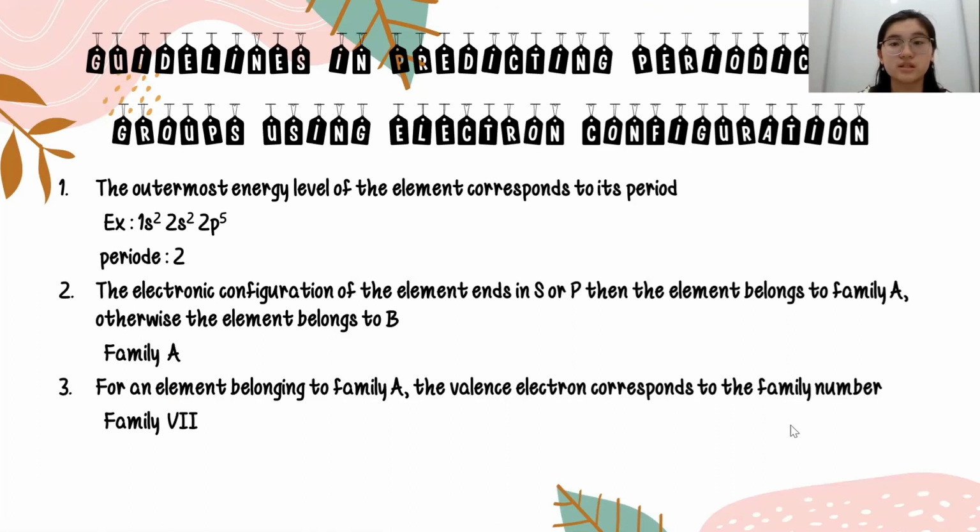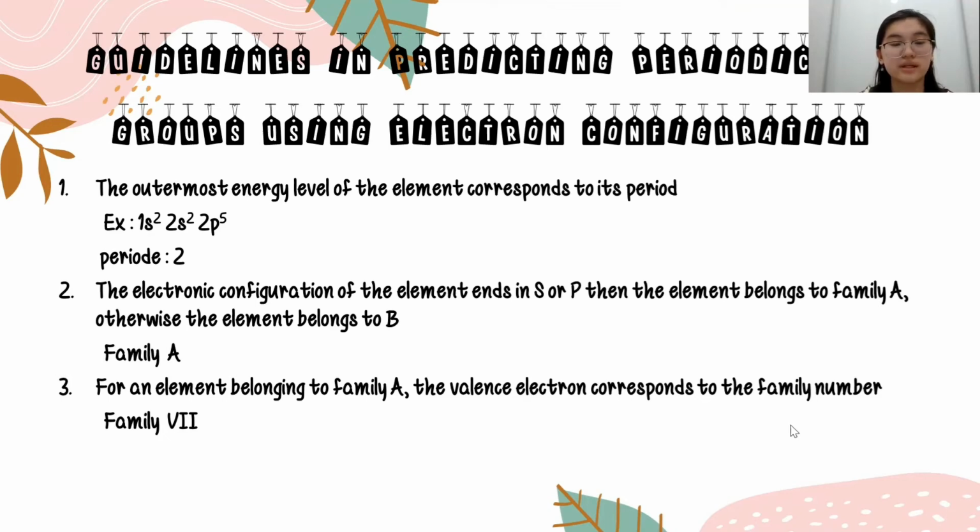The guidelines in predicting the period and groups using electron configuration. First, the outermost energy level of the element corresponds to its period. So the example 1s2, 2s2, 2p5. So the outermost energy level is 2, so the period is 2. Number 2, if the electronic configuration of the element ends in S or P, then the element belongs to family A. Otherwise, the element belongs to B. So in here 1s2, 2s2, 2p5. So it ends in the P.